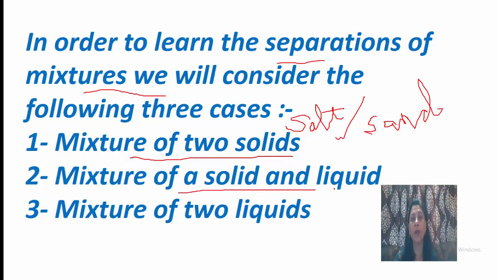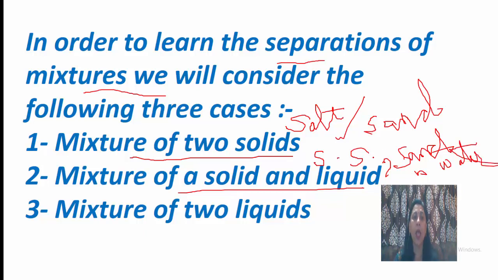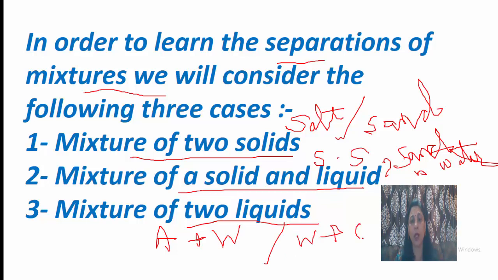Number two, a mixture of a solid in a liquid. This is a very common type of mixture. You can give the example of salt solution, sugar solution, or sand in water. These are all solid in a liquid mixtures. And number three, a mixture of two liquids. You can give the example of alcohol and water, or water plus oil.